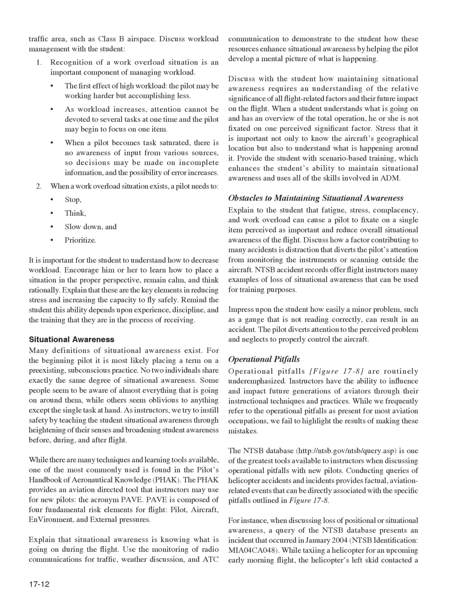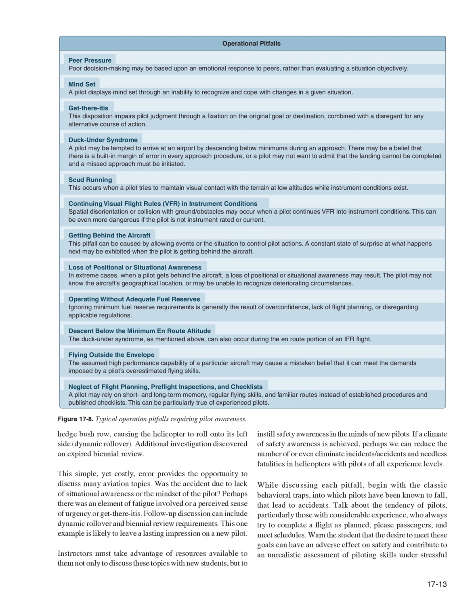For instance, when discussing loss of positional or situational awareness, a query of the NTSB database presents an incident that occurred in January 2004, NTSB identification, MIA 04K048. While taxiing a helicopter for an upcoming early morning flight, the helicopter's left skid contacted a hedge bush row, causing the helicopter to roll onto its left side, dynamic rollover. Additional investigation discovered an expired biennial review. This simple, yet costly, error provides the opportunity to discuss many aviation topics.